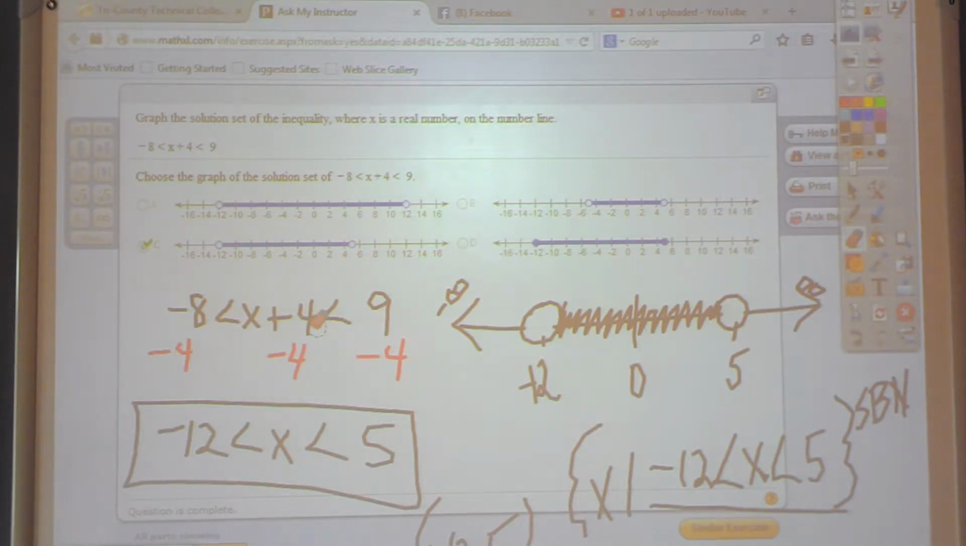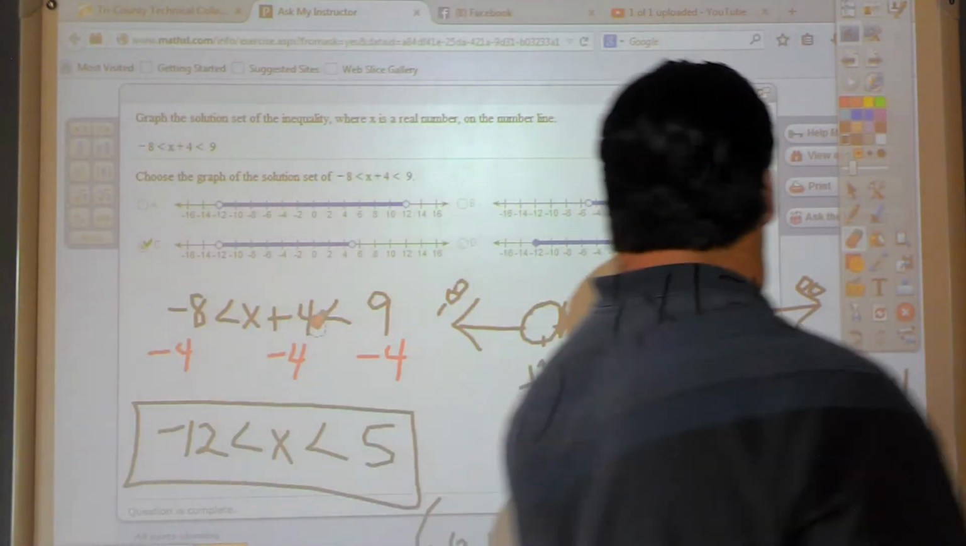It's not half true. Did you call that the open set? Yes. So all the numbers in between? Yep. Okay.